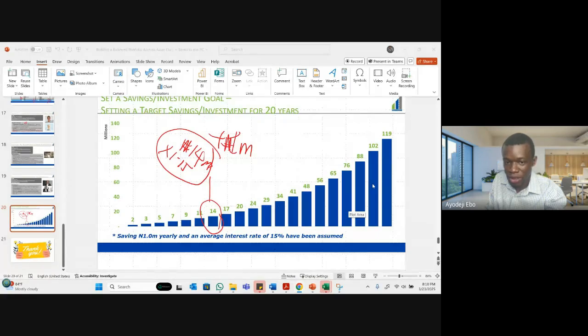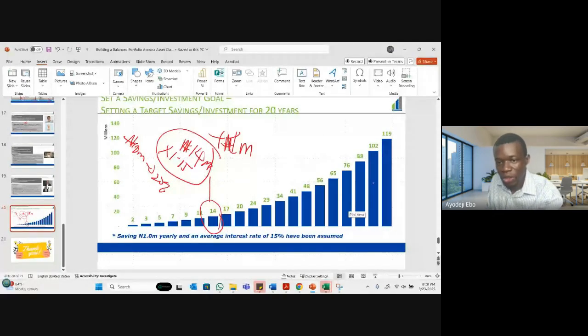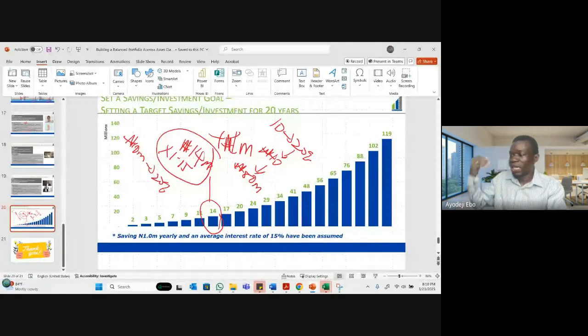As a rule of thumb, if you have 10 million at 20%, in 5 years you double that money. Every 5 years, you double the money. If it's 10 million, it becomes 20 million after 5 years. In another 5 years, it becomes 40 million. In another 5 years, it becomes 80 million. Just at 20%. So you can see why we continue to encourage this.